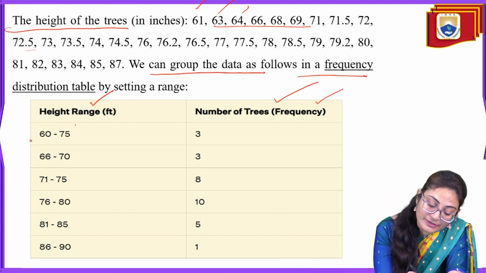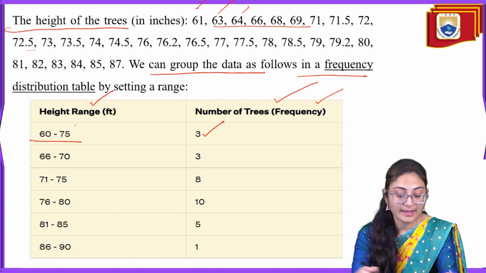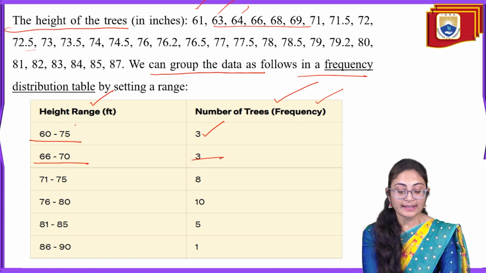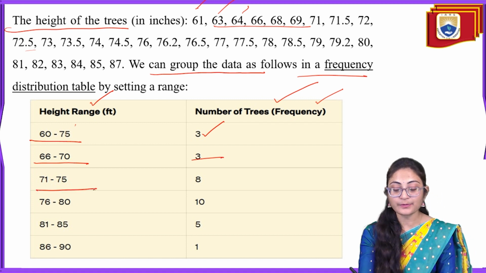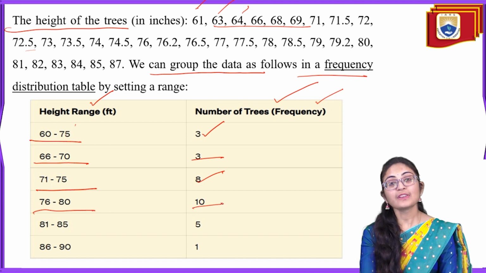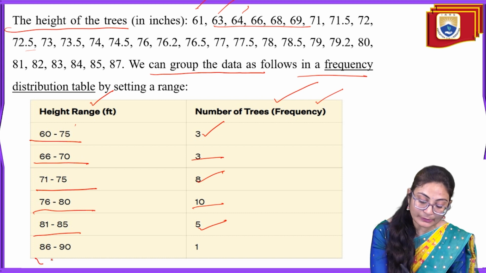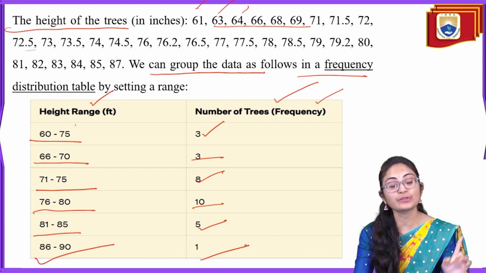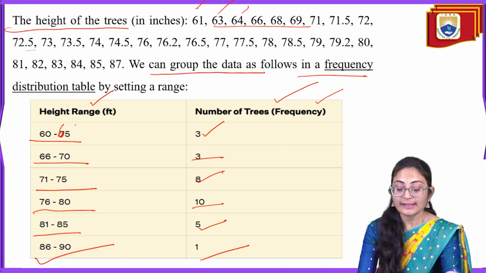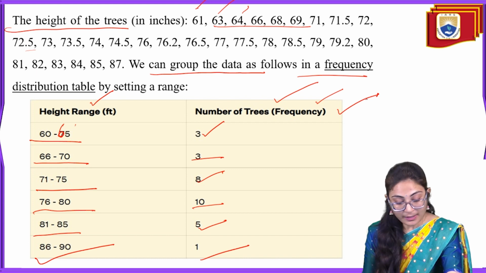The height ranges are: 60 to 65, and the number of trees is 3. Then 66 to 70, there are 3. Then 71 to 75, there are 8. 76 to 80, 10. 81 to 85, 5. And 86 to 90, there is only one tree. So we have found the frequencies of the trees.